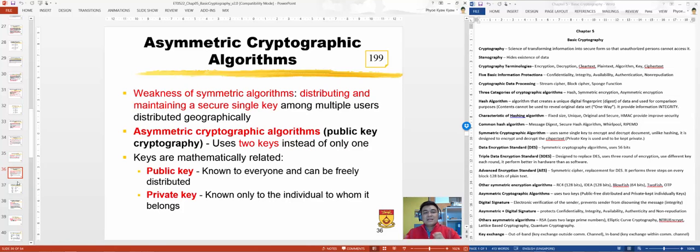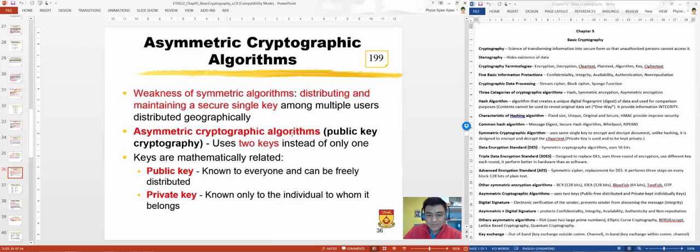Okay. Lastly, let's talk about the asymmetric cryptographic algorithm. Okay, it will cover the weakness of symmetric algorithms, so it's better in a sense. What it does is that it distributes and maintains the secure single key among multiple users distributed geographically.